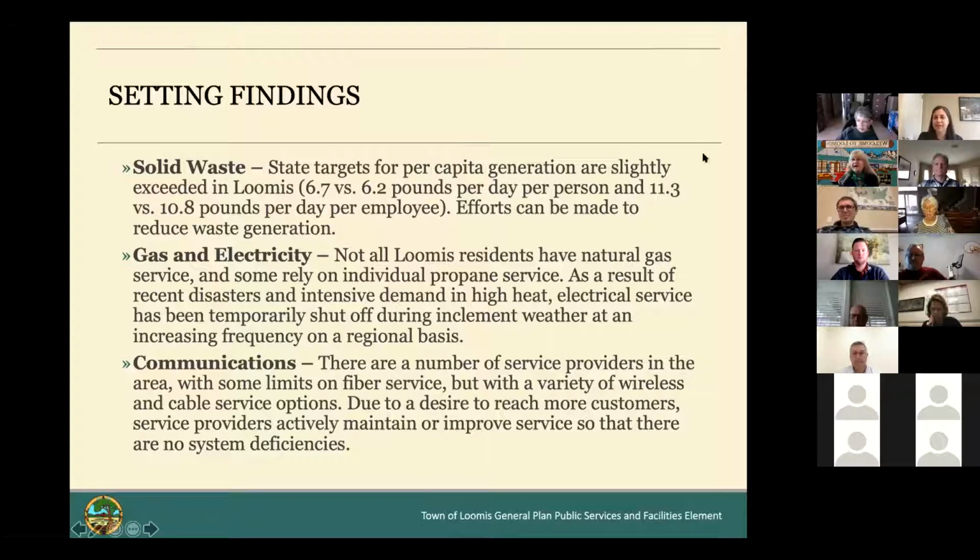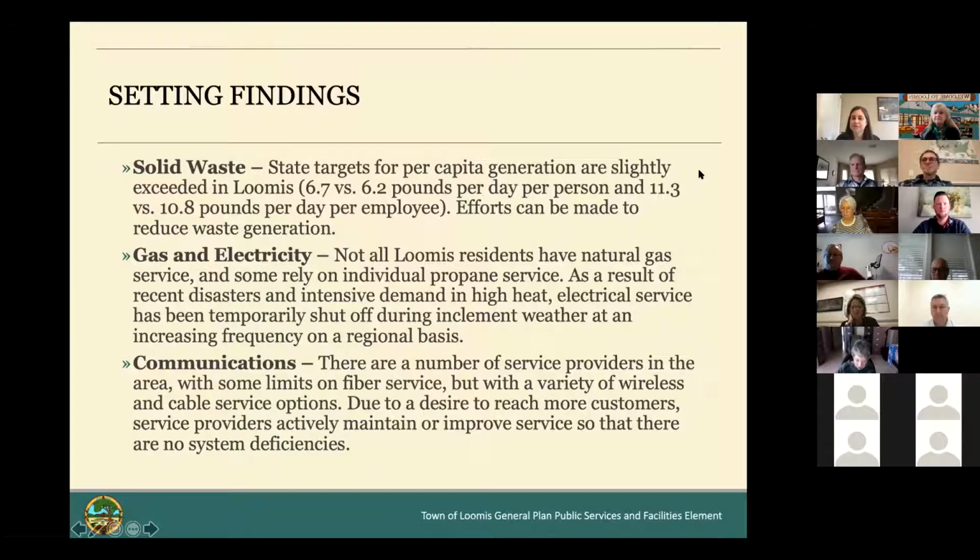Lorraine has her hand raised. I was wondering if there was a percentage of the town that is currently on septics, if we know that, and what is the capacity to increase the sewer system should new development go in, or if people want to join the sewer system. I don't have a number on who is on a septic system.